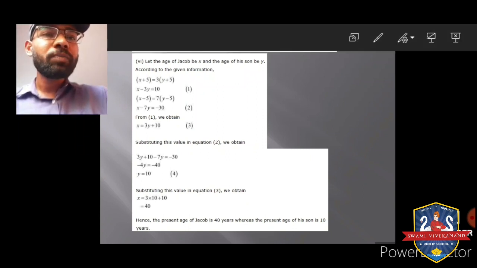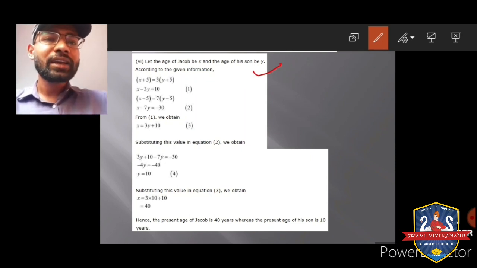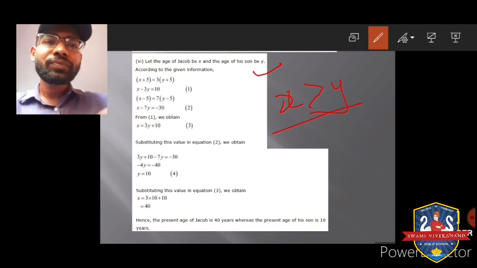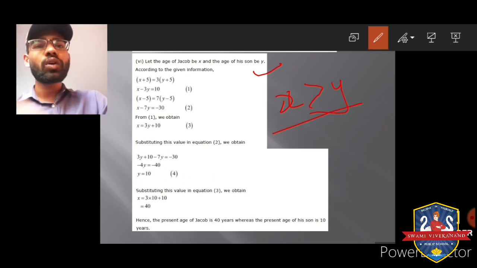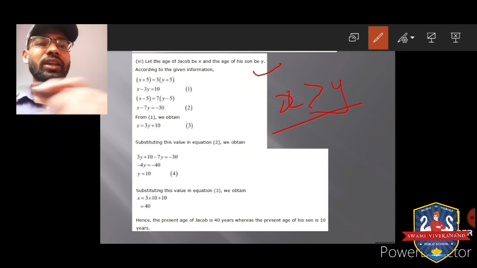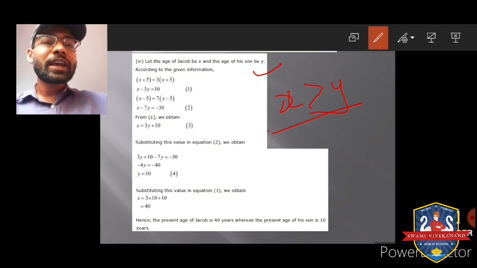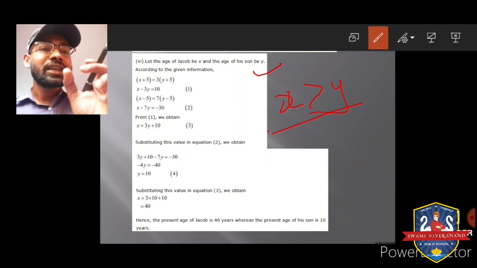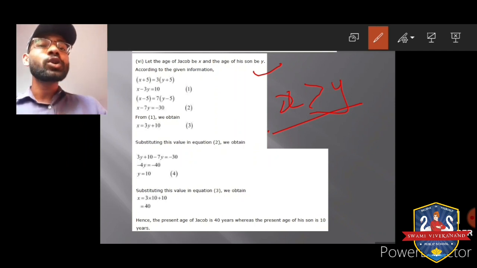Let the age of Jacob be x and the age of his son be y. It is obvious that x is greater than y because the age of the father is obviously greater than the age of the son. Now 5 years hence the age of the father is 3 times the age of the son. If the age of the father is 3 times the age of the son, it means that 3 is multiplied by the age of the son in order to equate that.